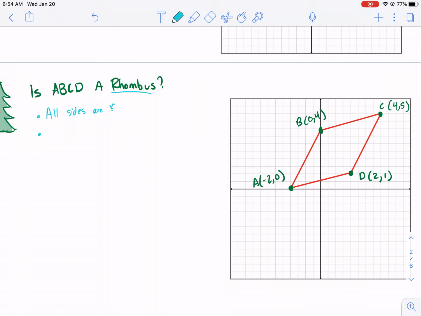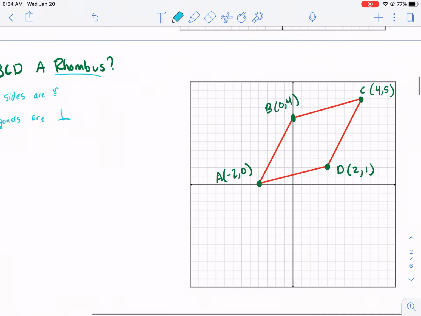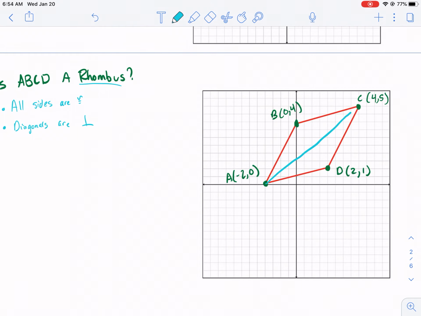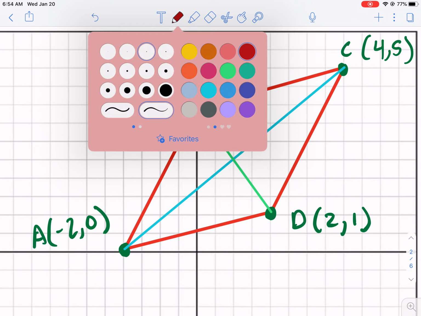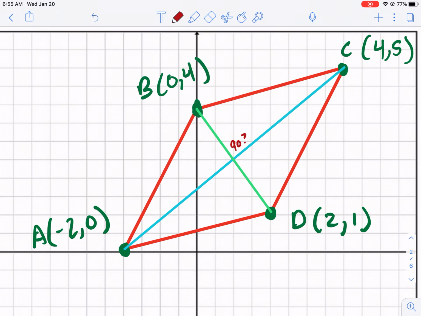The other characteristic of a rhombus is that the diagonals are perpendicular. So what we can do here is find the slope of the diagonals. Here's one diagonal. We can find that slope, and then we can find this slope, and we can see if they are in fact 90 degrees or not. So is this 90 degrees, question mark? If it is 90 degrees, then it is going to be a rhombus. If it's not, then it's not going to be a rhombus.